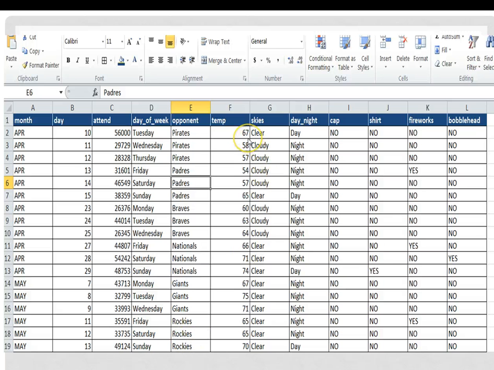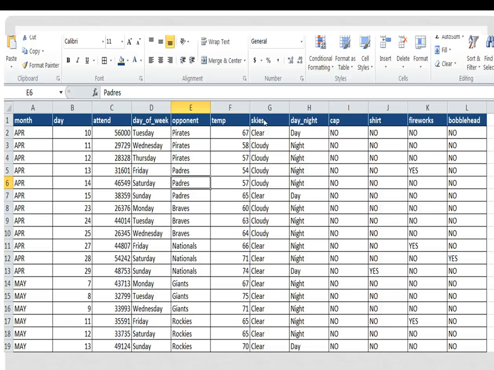The temperature is in Fahrenheit. So this is a fairly warm, nice day. And this is a little bit cold, not really cold. This is a nice day. And then the skies can be clear or cloudy. Why do we include the skies? Because that's weather, right? And that's going to affect attendance, right? So it would be a reasonable variable to include in our analysis. What is our analysis going to be about?